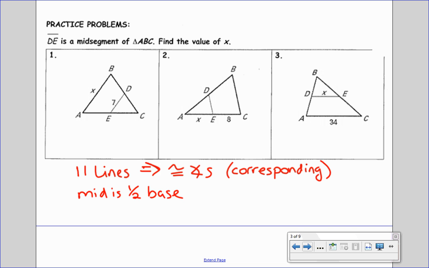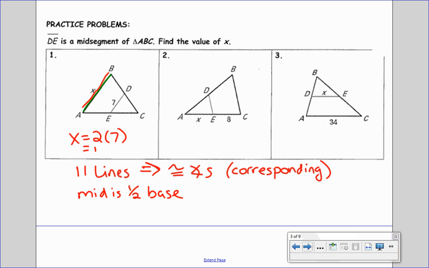Okay, so DE is a midsegment. Find the value of x. So we have DE, we have x. We're going to say that 2 of these equals 1 of those. So what is x? X equals 2 times 7.